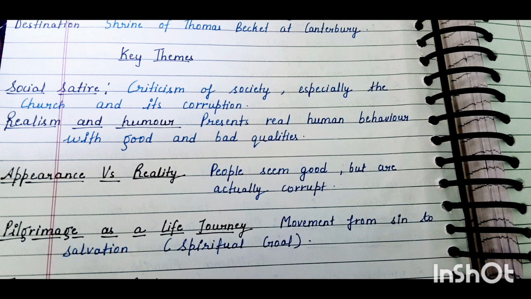If we see the themes of the prologue, it's a social satire. We see Chaucer criticizing the society, especially the church and its corruption. Realism and humor present real human behavior with both good and bad qualities. Although Chaucer doesn't use any harsh or rude words to criticize, he uses very ironical humor, even if he wants to criticize someone. Appearance versus reality: you will see people dressing religiously, but still trying to imitate aristocratic traditions and full of greed and selfishness. Fourth important key theme is pilgrimage as a life journey. Many people see pilgrimage as a movement from sin to salvation. So that has been very well explained.